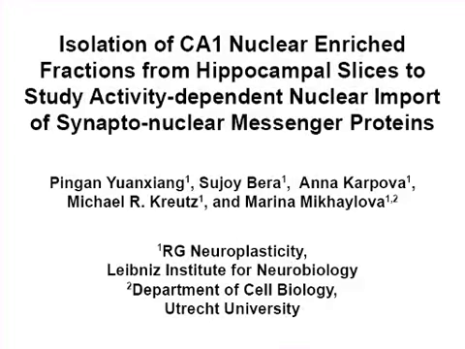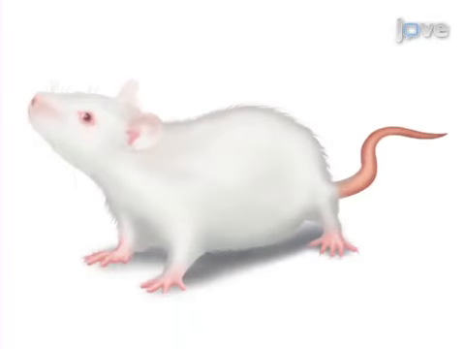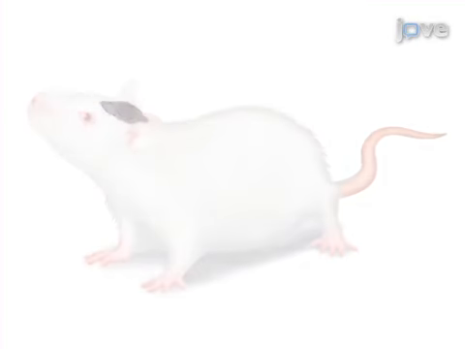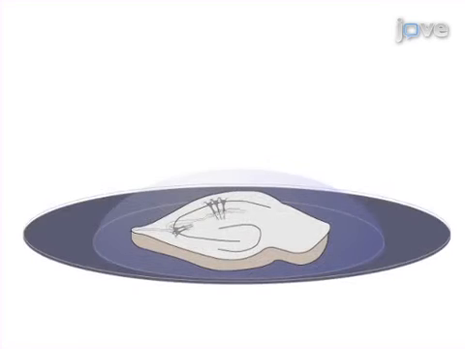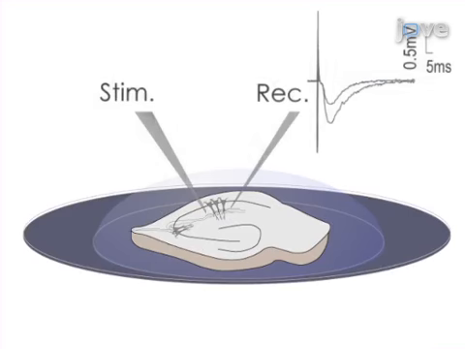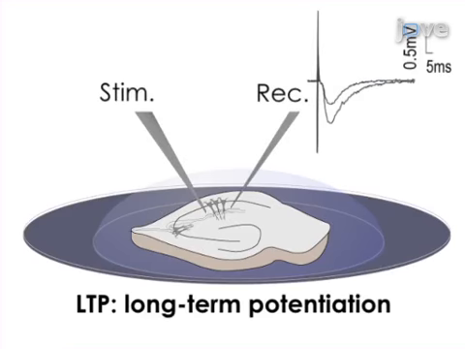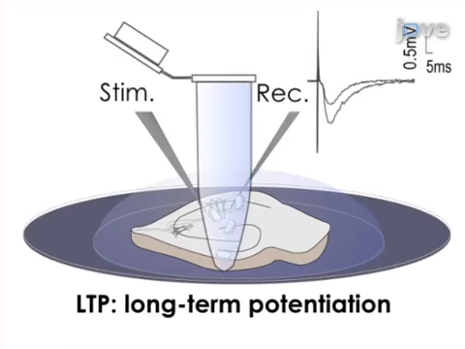The overall goal of this experiment is to study the activity-dependent nucleocytoplasmic shuttling of proteins using acute hippocampal slices where neuronal connectivity and function are well preserved. To achieve this goal, the hippocampus of an adult male rat is first isolated and acute transverse slices are prepared. As a second step, the hippocampal slices are transferred to the recording chamber, and the late form of LTP is induced in the CA1 stratum radiatum.